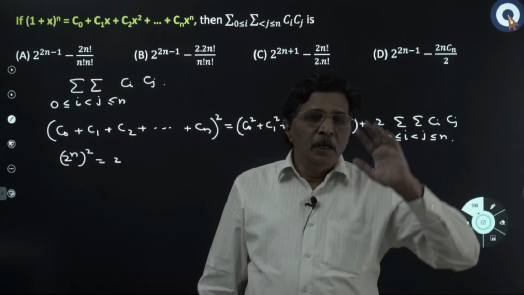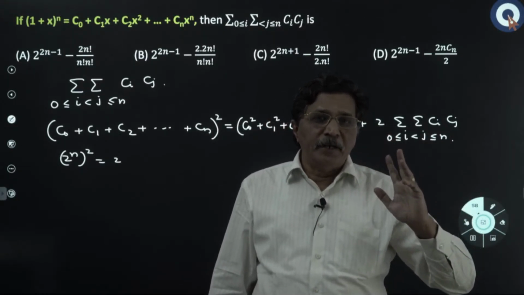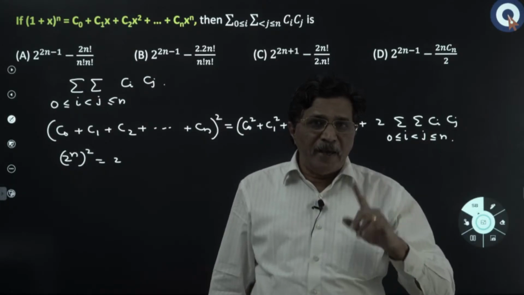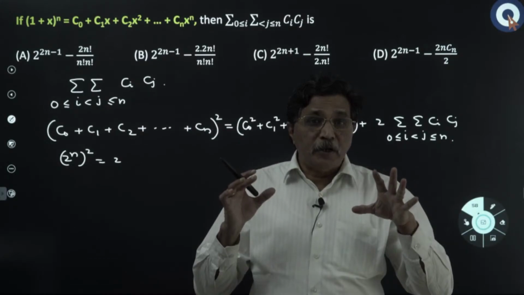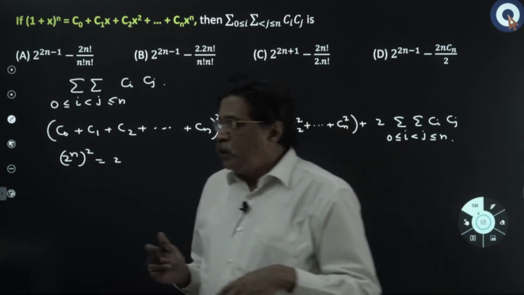How do we get it? Consider the expansion of (1 + x) whole power n. Also consider the expansion of (1 + 1/x) whole power n. Multiply both and compare the coefficient of the term independent of x on both sides. So which is 2n cn.